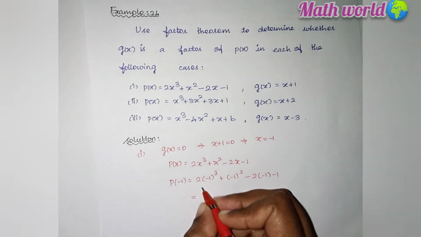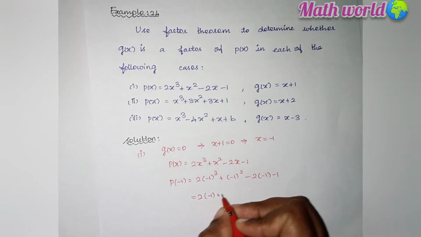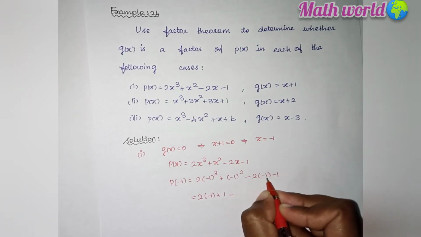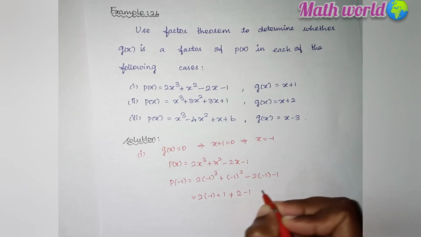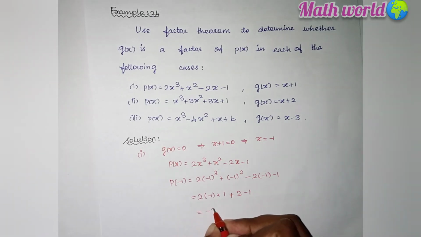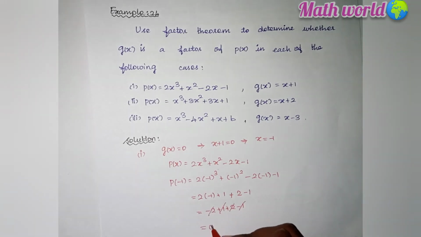In that case, 2 into minus 1 the whole cube becomes minus 2, plus minus 1 the whole square becomes plus 1, minus of minus becomes plus 2 into 1 is 2, and here minus 1. Okay. So the value becomes minus 2 plus 1 plus 2 minus 1. Minus 1 plus 1 gets cancelled, minus 2 plus 2 gets cancelled, the answer becomes 0.